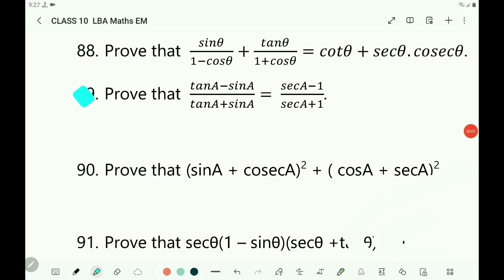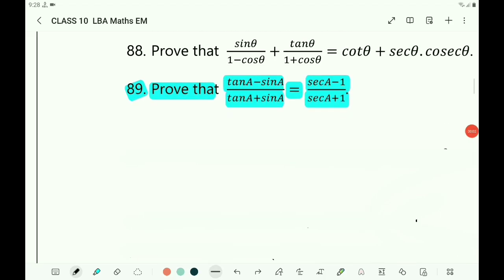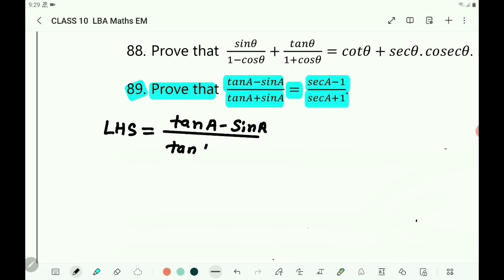Now take question number 89. Prove that tan A minus sin A by tan A plus sin A equals secant A minus 1 by secant A plus 1. Write LHS. LHS equals tan A minus sin A by tan A plus sin A.